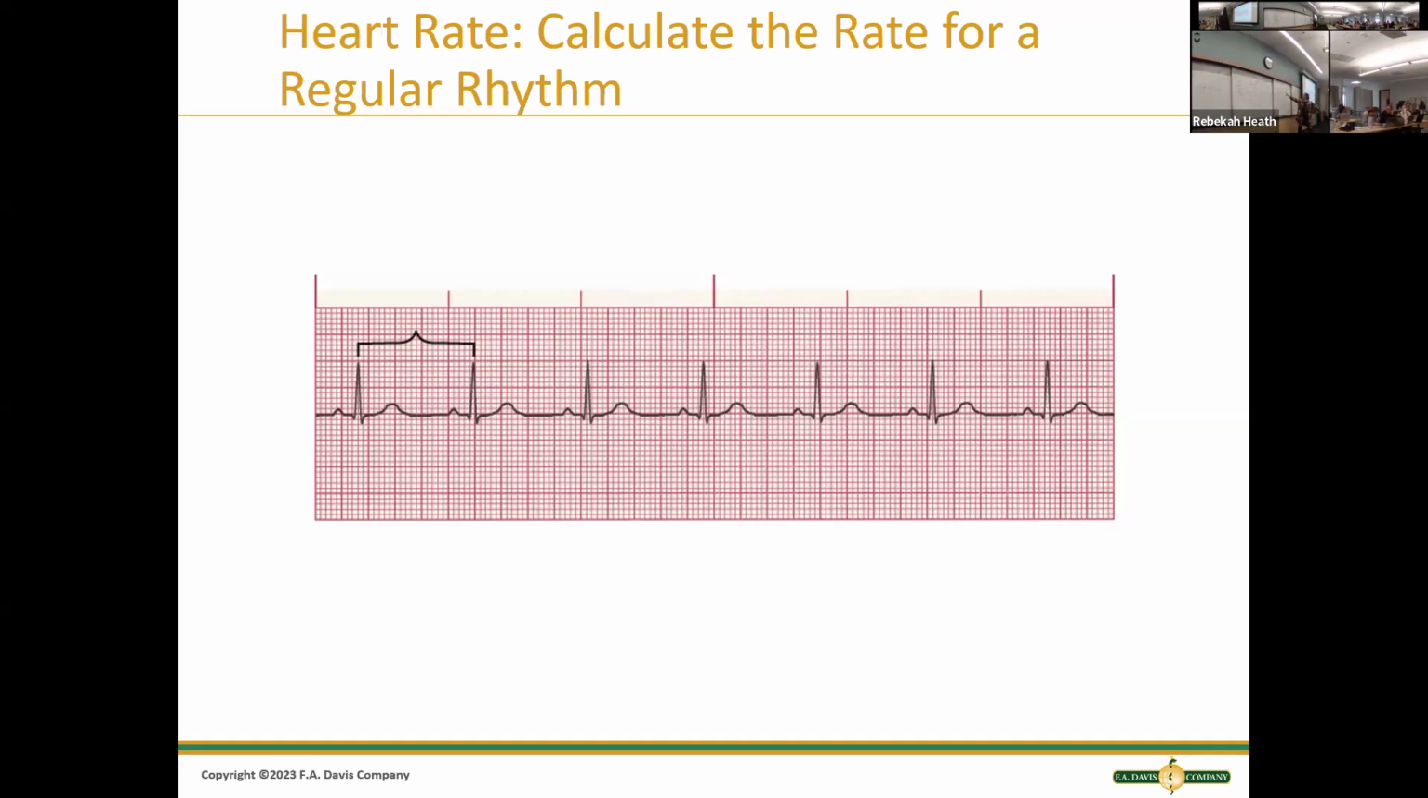So we figured out if it's regular, the R to R or the Q to Q. We figured out what the rate is, right? It's always going to be 6-second strips. Now we're going to look and say, are there P waves? We know what P waves are, right? They're the little ones that come before the QRS.